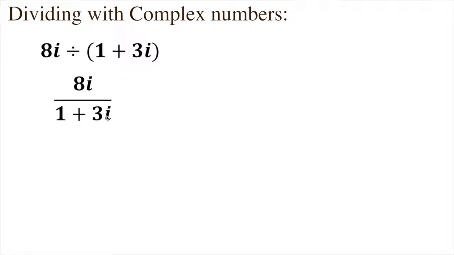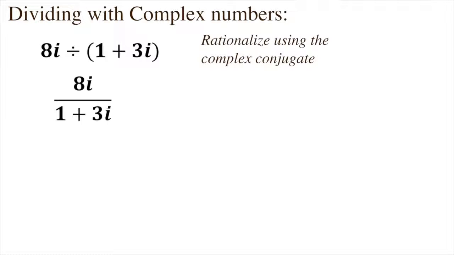We can't have that. So the way that we're going to get rid of that, and this is going to be a little bit more complex, is we're going to multiply it by something called its complex conjugate. That's a very big term. All that really means is my goal here is to get rid of this i. The way that I can do that is I multiply this bottom by almost itself. On the denominator here I have a 1 plus 3i. I'm going to multiply that by 1 minus 3i.